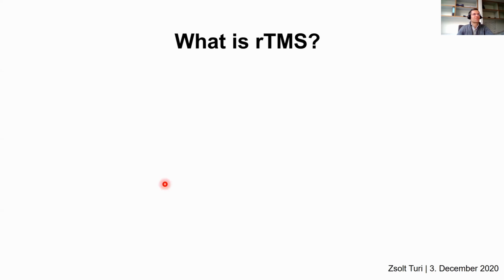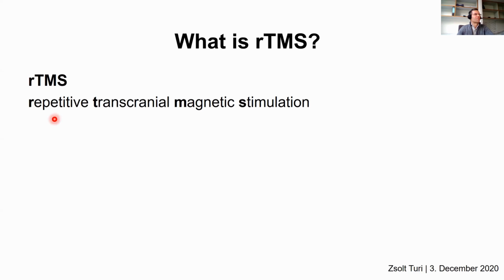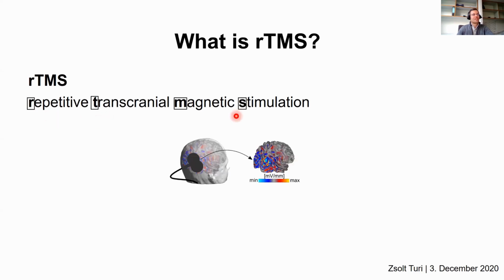For those who are not so familiar with rTMS, what is it? This is called repetitive transcranial magnetic stimulation. This is an interventional approach which works like the following. You need a stimulator and a coil. The stimulator will inject a very strong current into the coil. This strong but brief current will generate a time-varying magnetic field that will enter the scalp and generate, intracranially, an electric field.